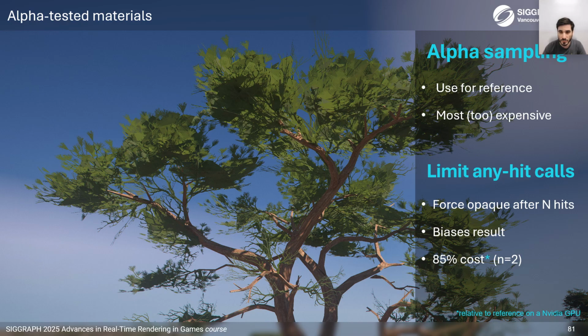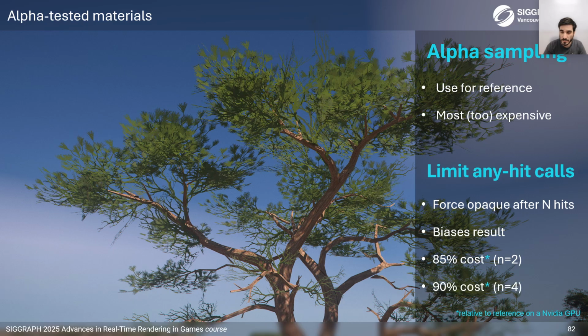The first step, of course, is then to limit the number of any hit calls that can be done. This results in about 85% of the cost on PC. But this biases the result a lot. We've tried limiting even further to reduce that added occlusion, and it is the solution we use for Specular GI, as the other solutions were too glaring a result, as you have seen before.